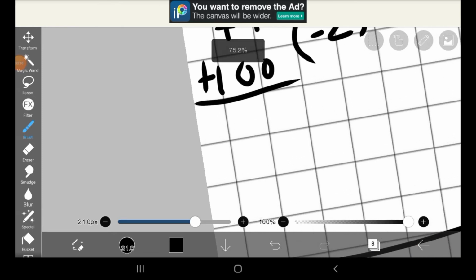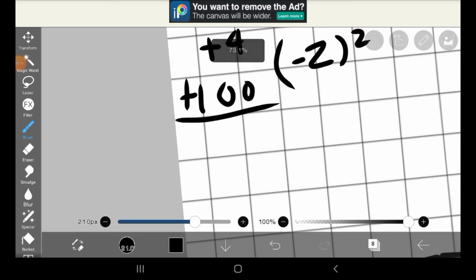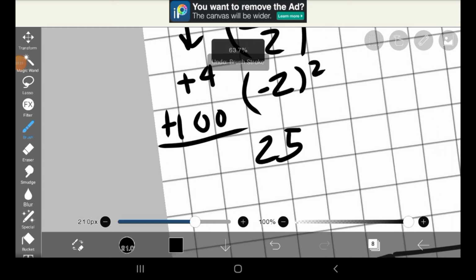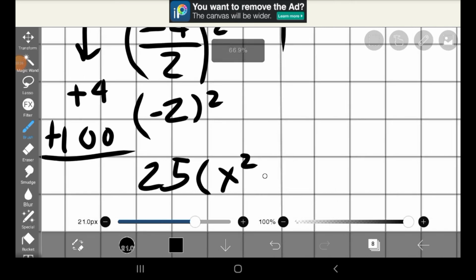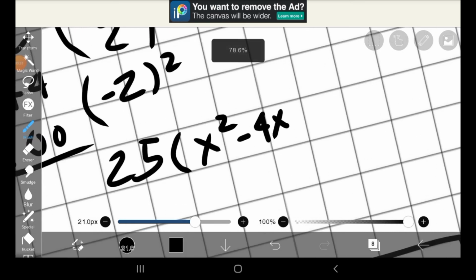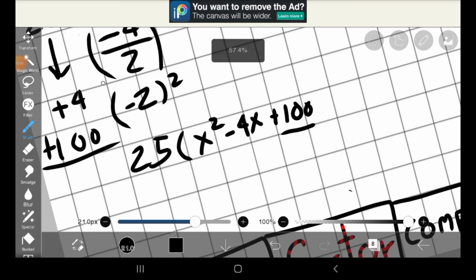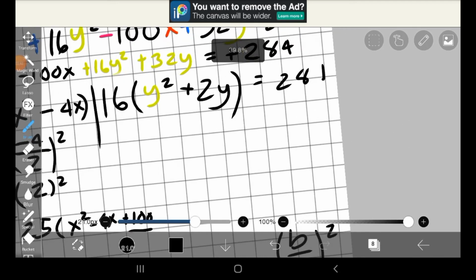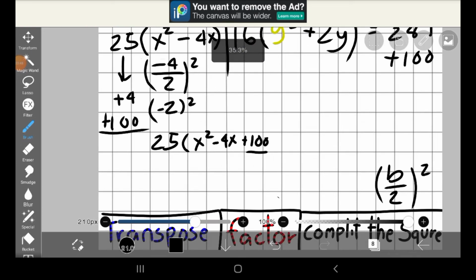So our x terms are 25 times x squared minus 4x plus 100. These are the constant of x. Because we added 100 to the x side, we will also add 100 to the right side of the equal sign.